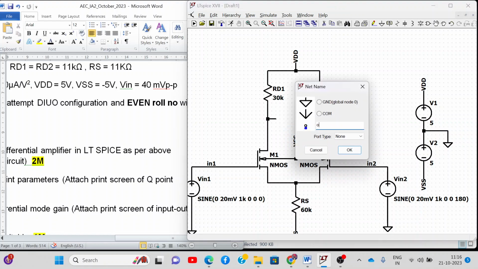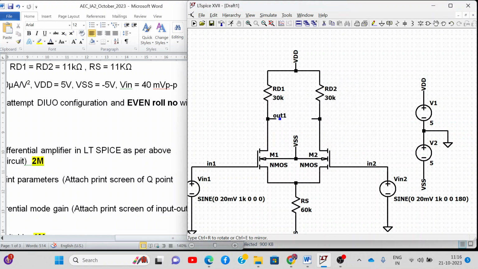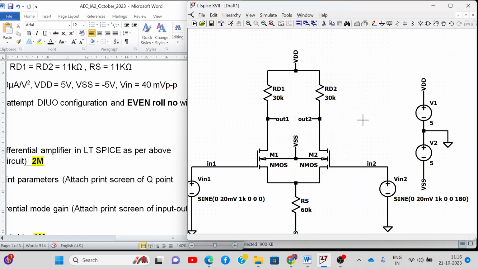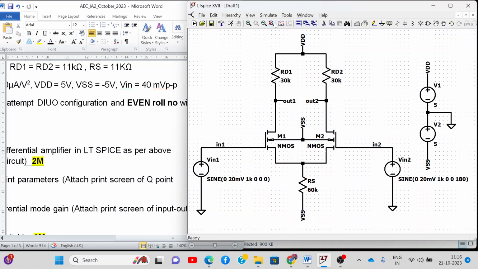Here I label it as out 1, and here I label it as out 2. All right, so my circuit is fairly ready. I've given all the possible things.